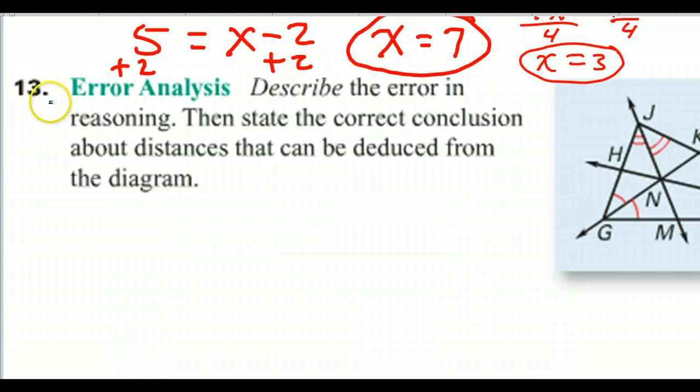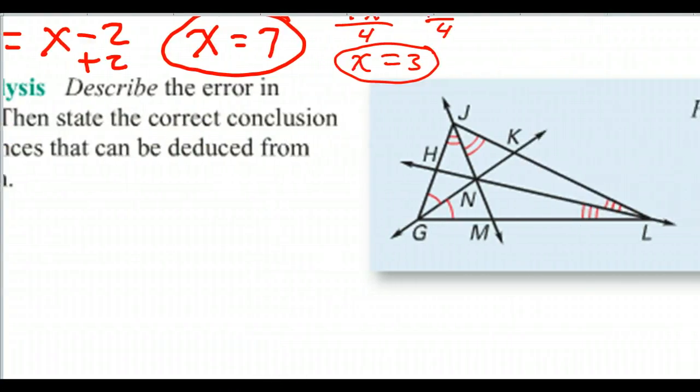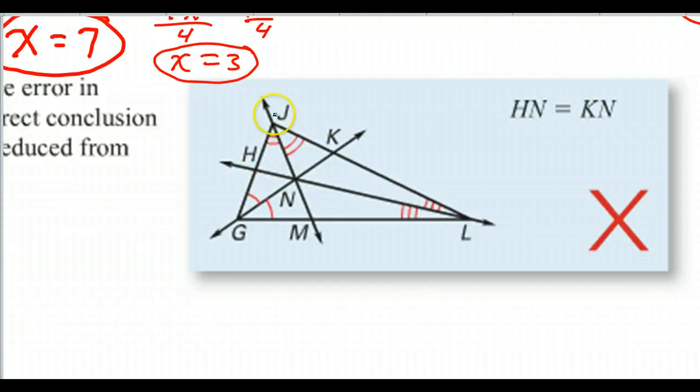Number 13 is an error analysis problem. We're supposed to describe the error in reasoning, and then we're supposed to say the correct conclusion that we should be able to deduce. These are all angle bisectors, as you can see by the markings. As we learned today, if you have angle bisectors, the point at which they meet is the incenter. So this is the incenter.